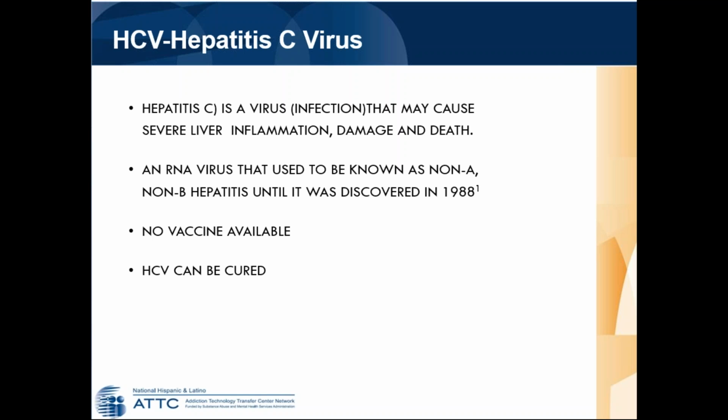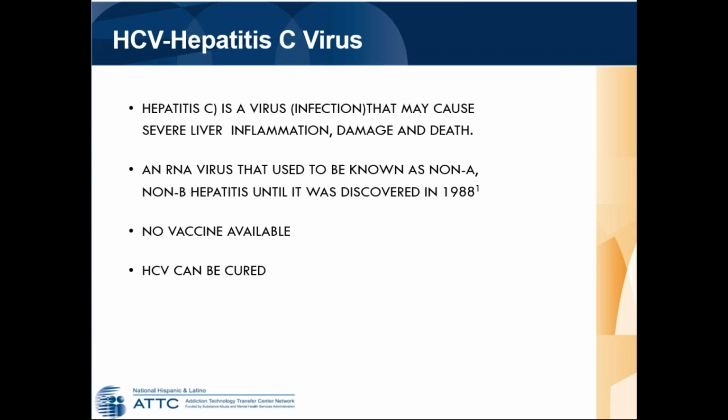Hepatitis C, again, is a virus. It's an infection that may cause severe liver inflammation, damage, and death. And it will affect other body organs besides the liver. It's a systemic infection. So alcohol will not cause hepatitis C, or fat in the liver will not cause hepatitis C. Fat in the liver may cause fatty steatohepatitis. Alcohol may cause alcoholic hepatitis, but not hepatitis C. Hepatitis C is an RNA virus that used to be known as non-A, non-B hepatitis until 1998, when it was designated as hepatitis C.